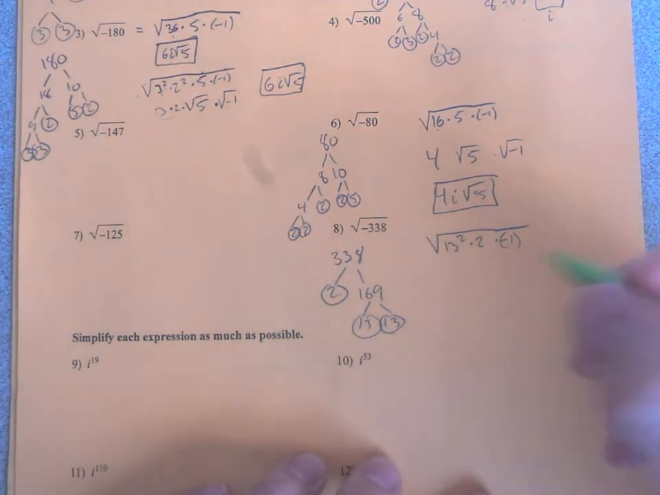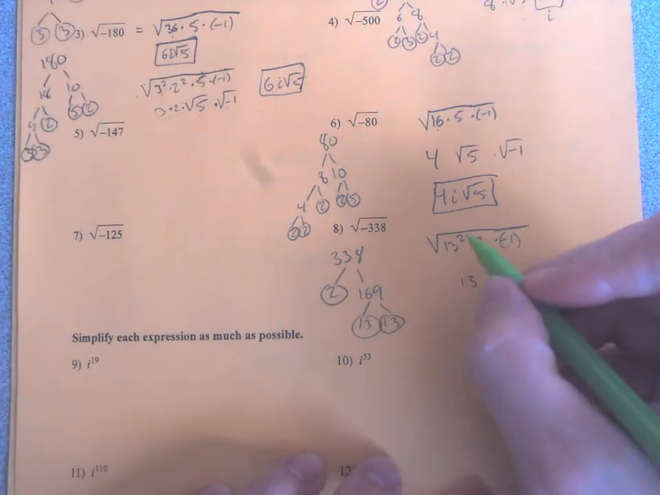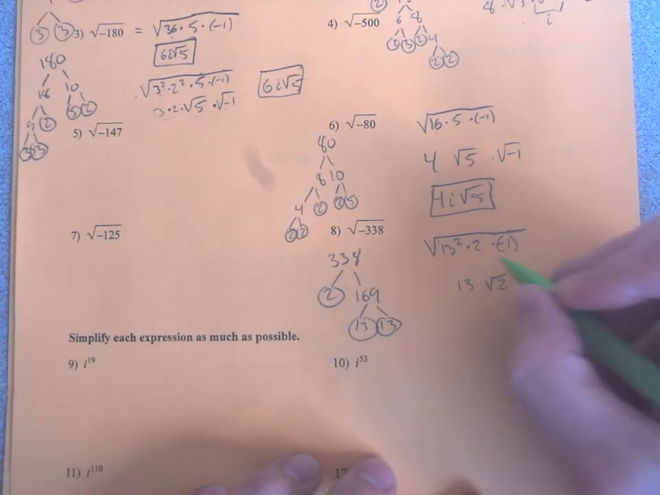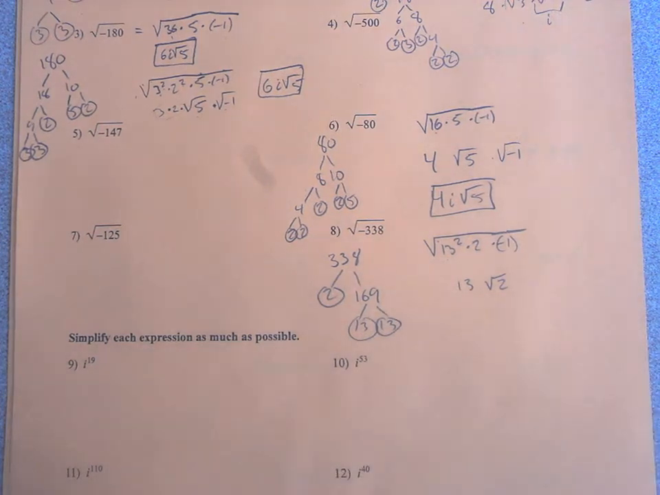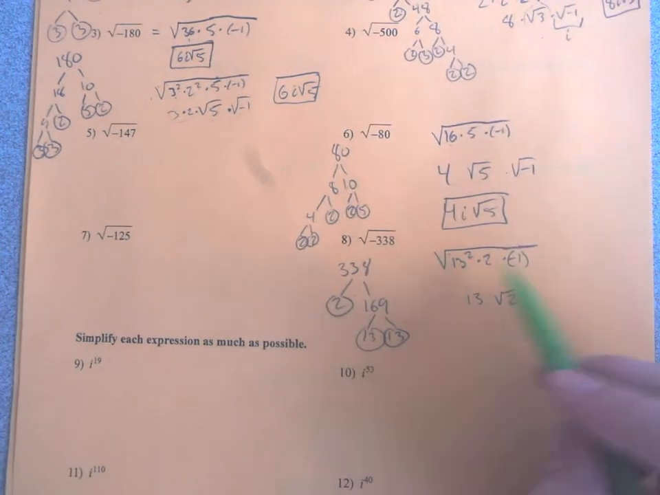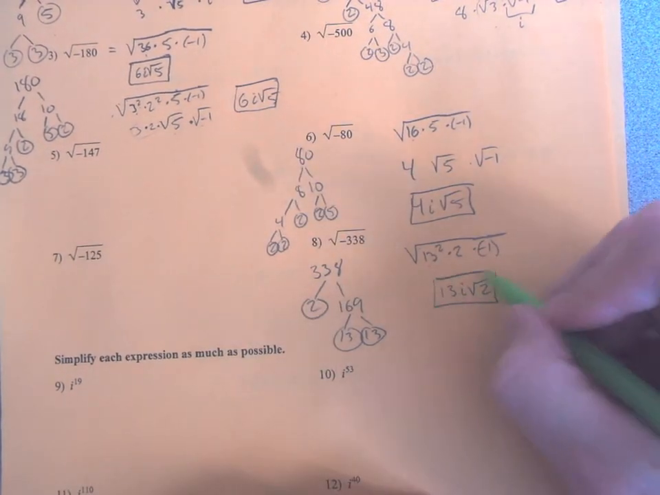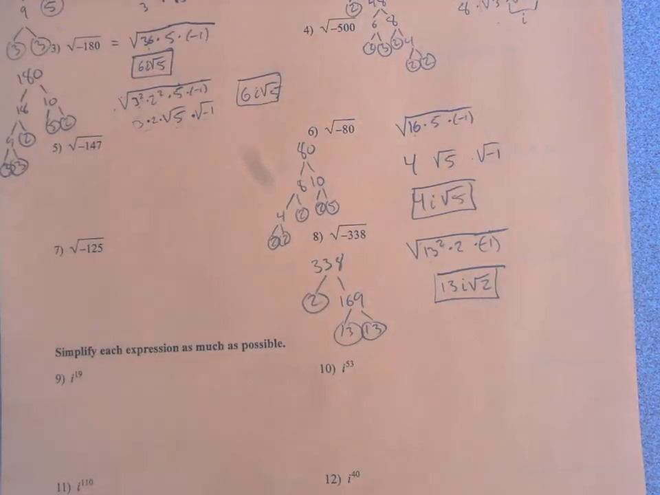Square root of 13 squared is just 13. The square and the square root undo each other. I'm going to have a square root of 2, right? Because we can't take the square root of 2, it is irrational. We can't simplify it. And the square root of negative 1 is i. And we're going to put that right in the middle. Okay, there we go. So hopefully that helps.